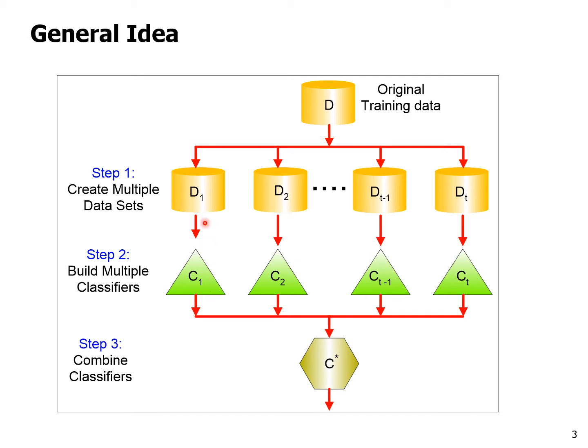Again, these data sets should be different from each other, which means these classifiers are also different from each other. Then each classifier makes predictions, and finally we combine the results of these predictions. This combined answer is the final output of the ensemble learning. That's how it works in ensemble learning.